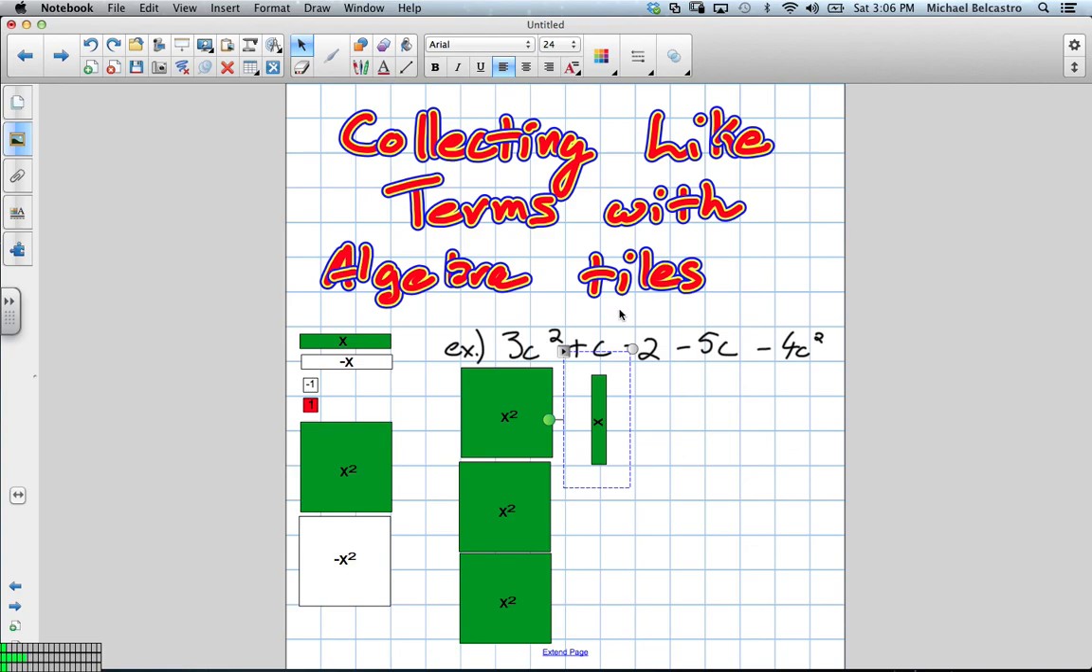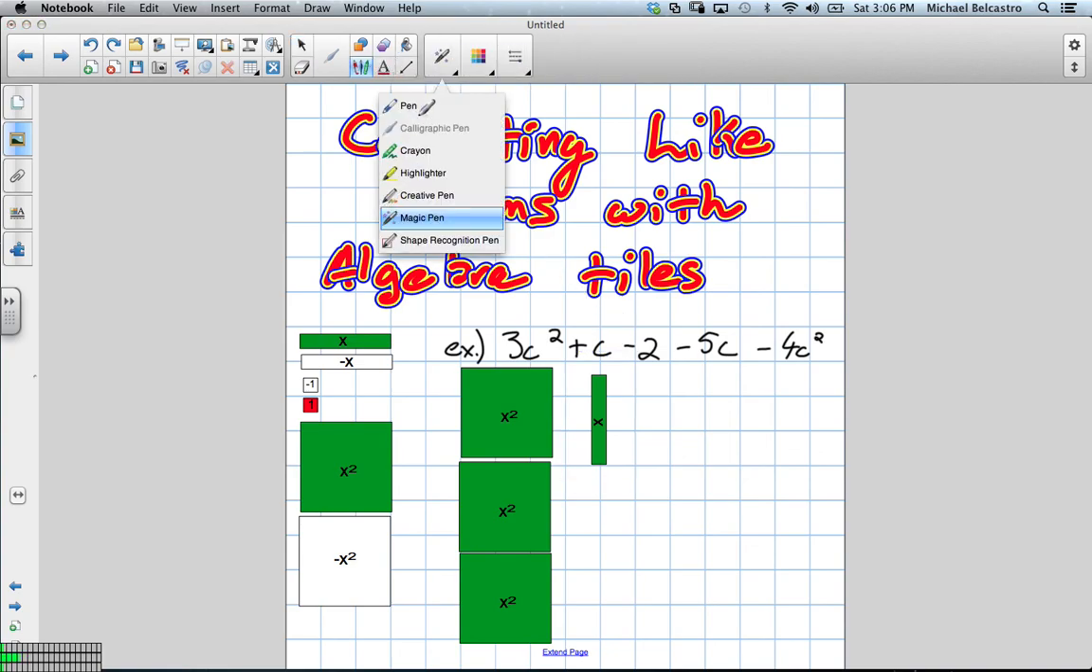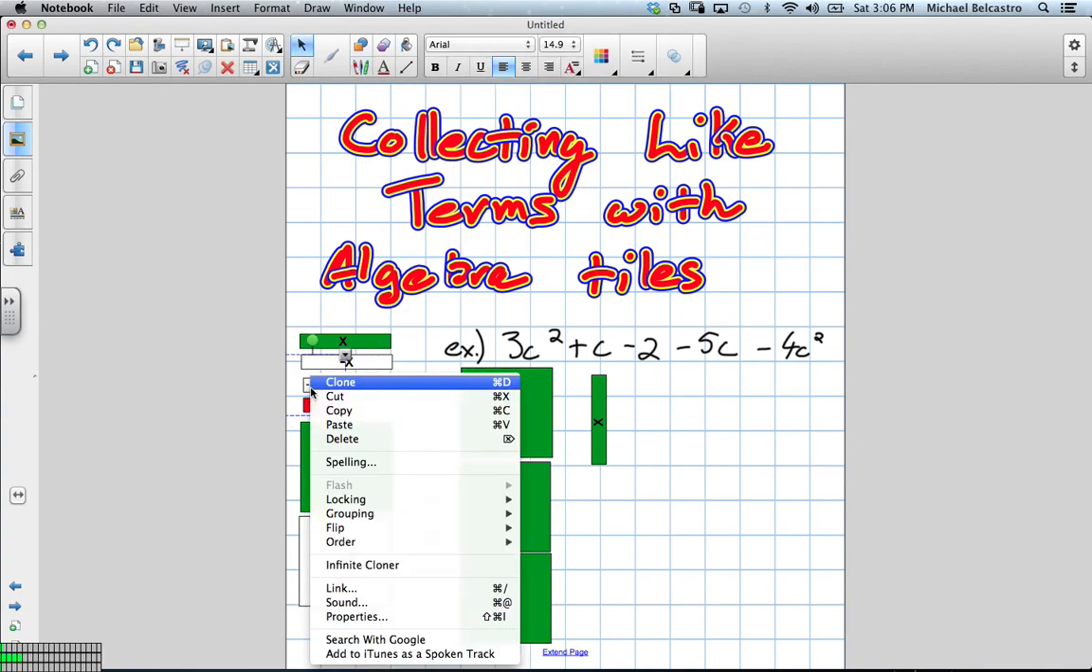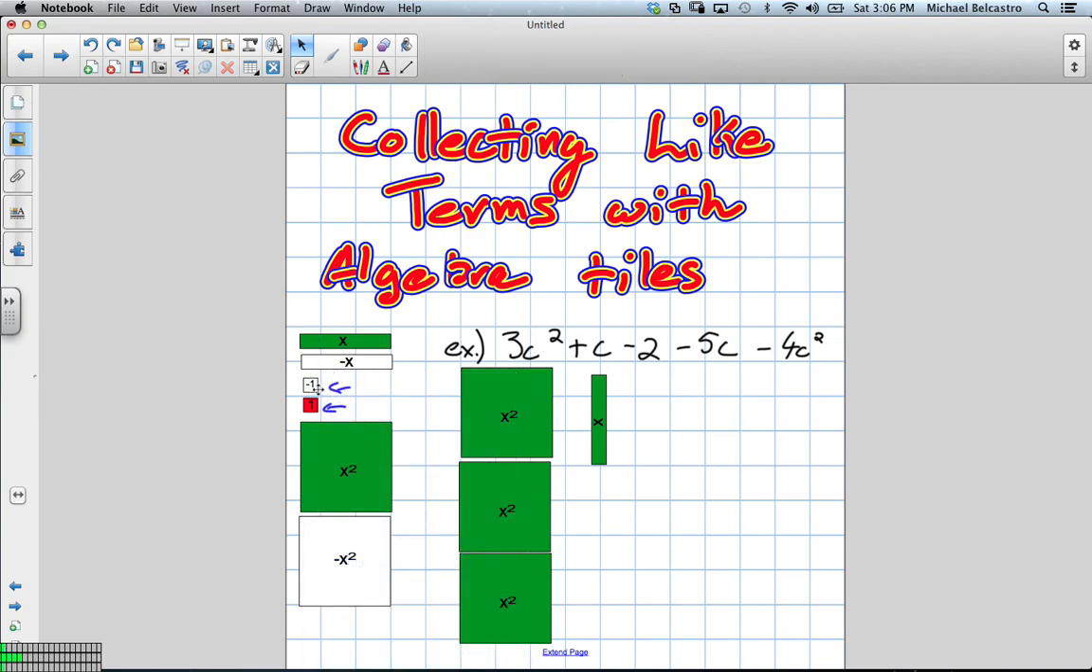The next term is what? -2. What numbers or which of these shapes represent the negatives? The white one. Little tile. That's right. That white tile is going to represent it. And how many of them are there? There are 2. So we have 1, 2 of them.